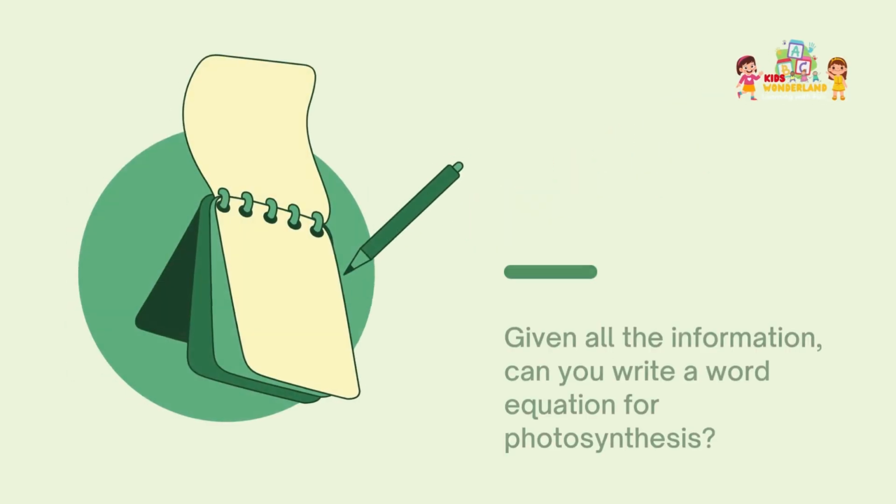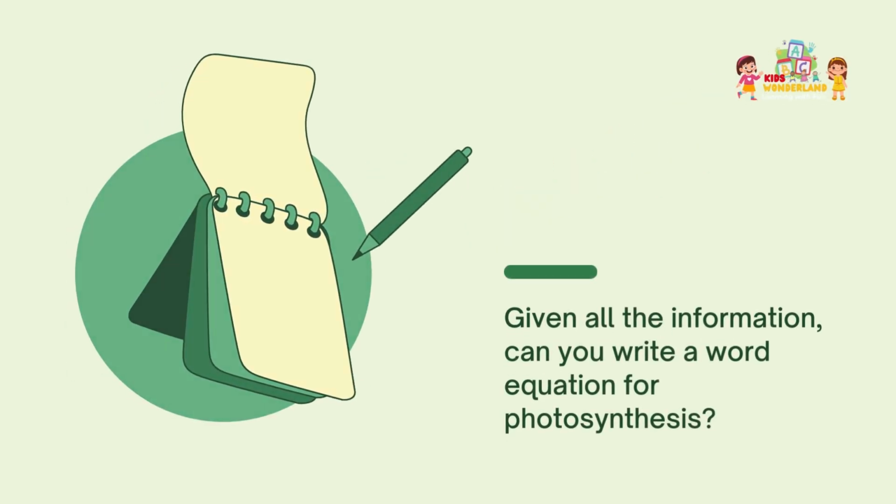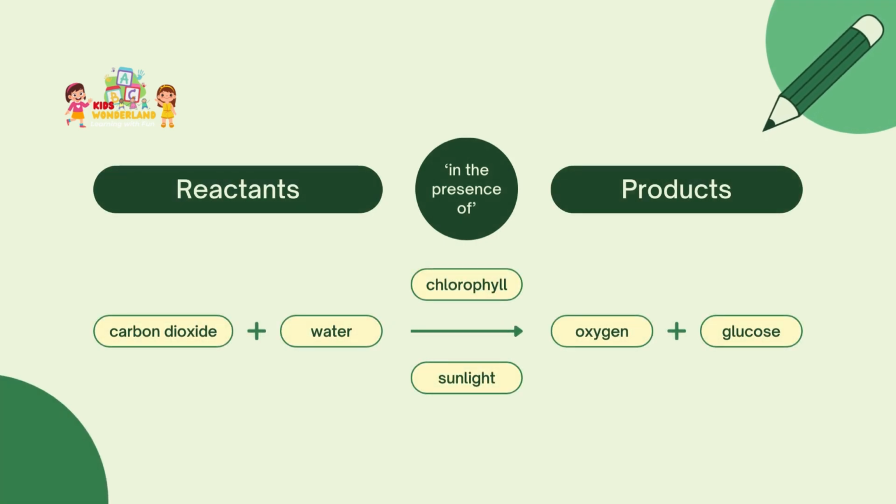Given all the information, can you write a word equation for photosynthesis? Reactants carbon dioxide and water, in the presence of chlorophyll and sunlight, give products oxygen and glucose.